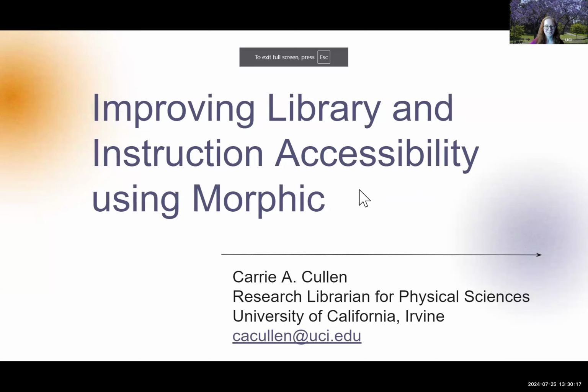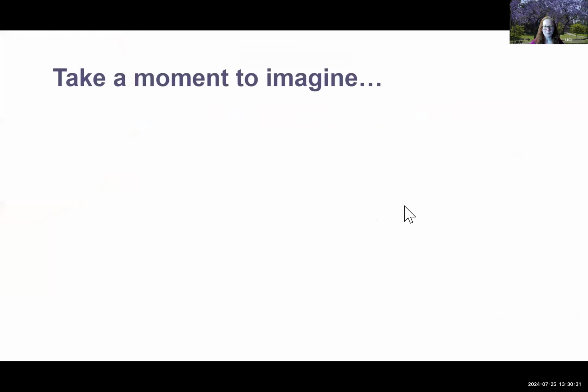Thank you. All right, I think you're seeing my slides now. Yeah, great. I'm Carrie Cullen, a research librarian for physical sciences at UC Irvine. I am a white woman with auburn hair wearing glasses and a purple shirt.